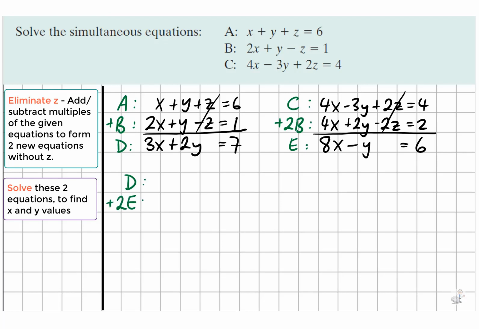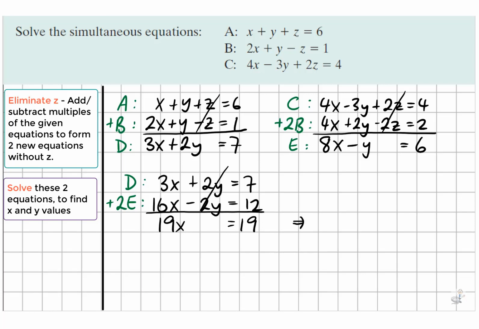So if we add 2 times e to d, we'll see that the y's will add up to 0. So we'll do this. So we're doubling equation e. We get 16x minus 2y is equal to 12. When we add this, we see that the y's are cancelling out. They're adding up to 0. We get 19x equals 19. So it follows then that x must be 1.